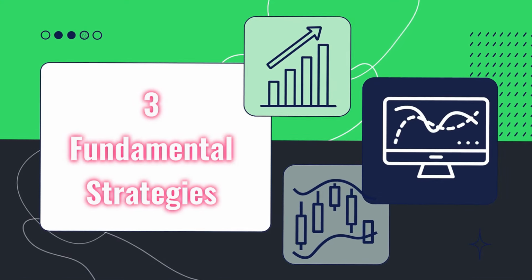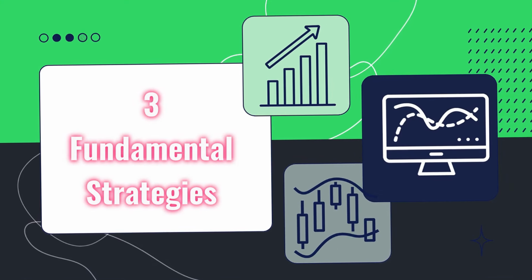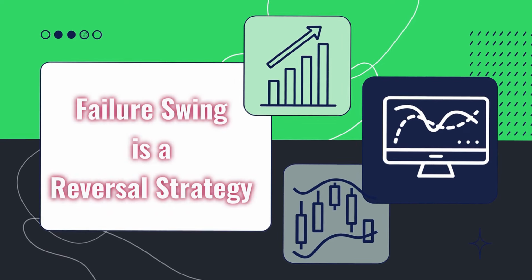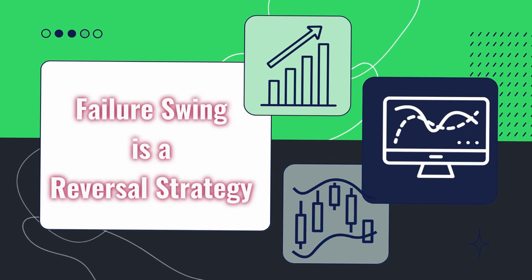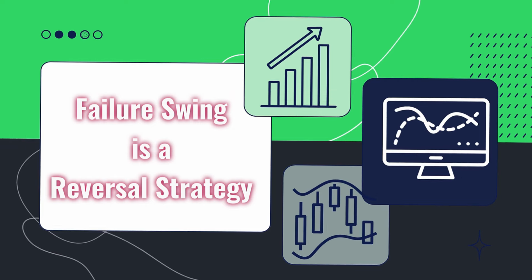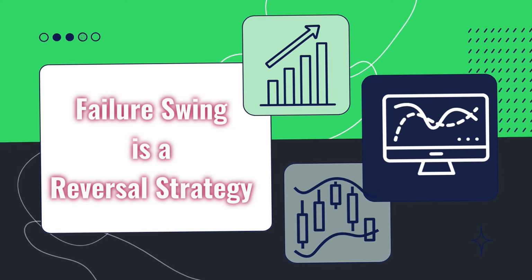Okay, that's it for today's lesson. We learned about three fundamental strategies. As we mentioned, a failure swing is a reversal strategy, and in the next episode, we will learn it in more detail and see how to trade confidently with it.